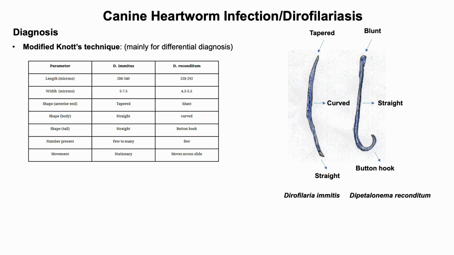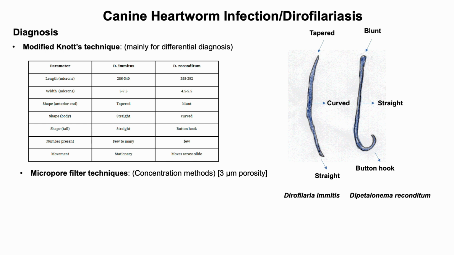In positive cases, the Microfilaria of Dirofilaria appear as a slightly curved body with a tapered anterior and straight posterior end. On the other hand, the Microfilaria of Dipetalonema has a straight body with a blunt anterior end with a button hook-like posterior end.